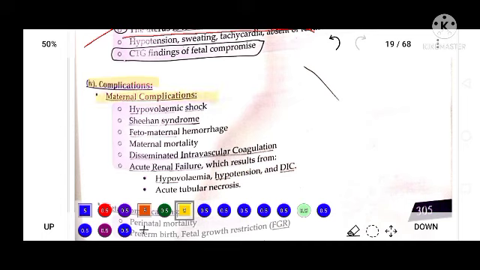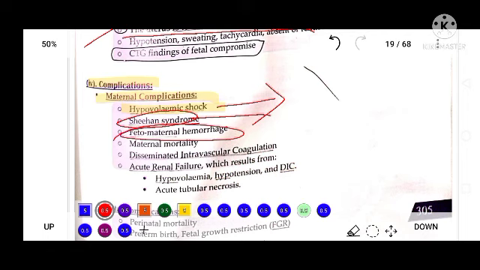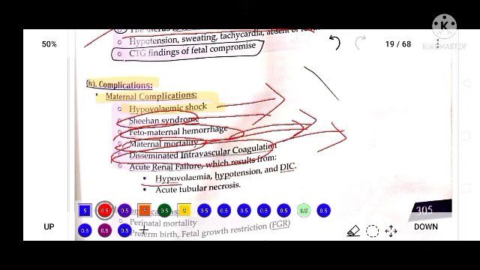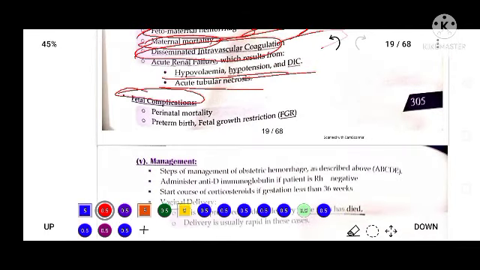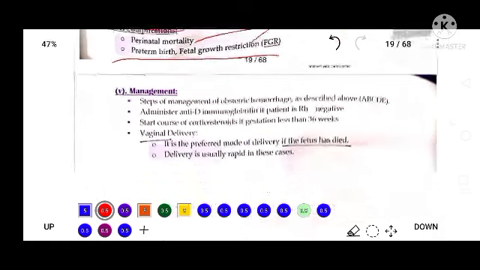Complications: maternal complications include hypovolemic shock because of bleeding, Sheehan syndrome, fetal-maternal hemorrhage, maternal mortality, disseminated intravascular coagulation, hypovolemia, hypotension, DIC, and acute tubular necrosis. Fetal complications include perinatal mortality, preterm birth, and fetal growth retardation.